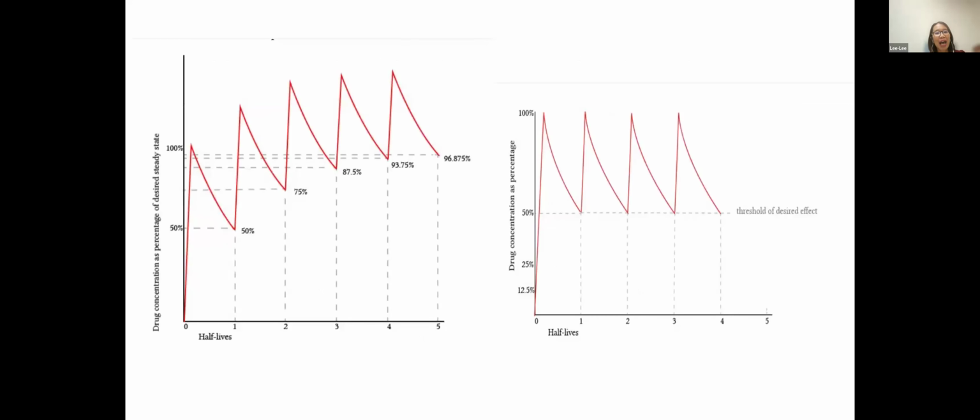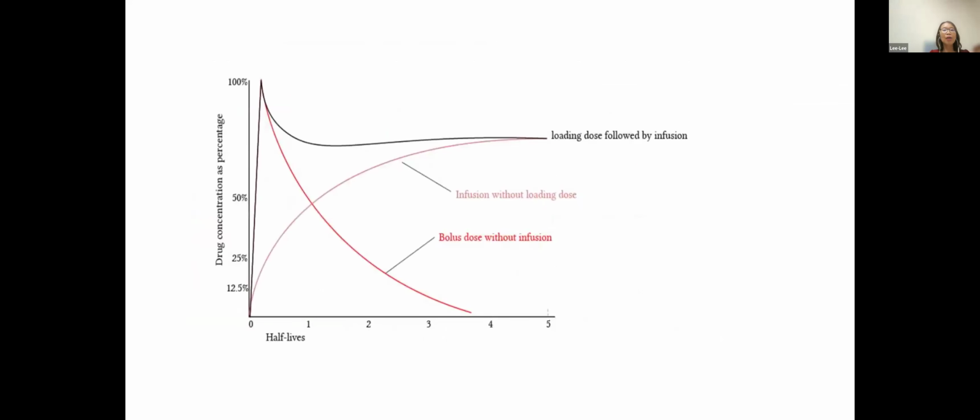So the diagram on the left is the dosing without the loading dose. It takes a longer time to achieve the steady state, whereas the diagram on the right is the drug concentration in the blood after a loading dose. Likewise, this is another diagram. If we look at the dark line, it shows you the drug concentration with the loading dose. It achieved the target concentration pretty fast, okay?